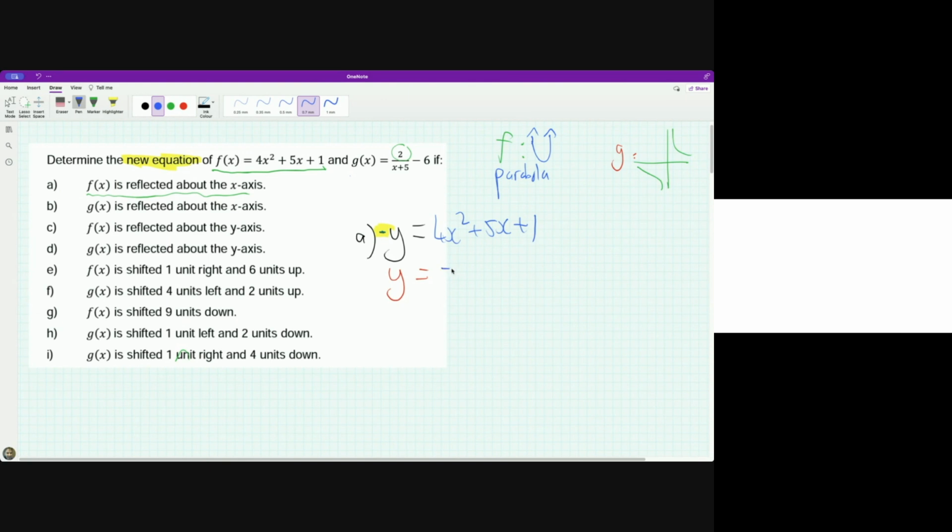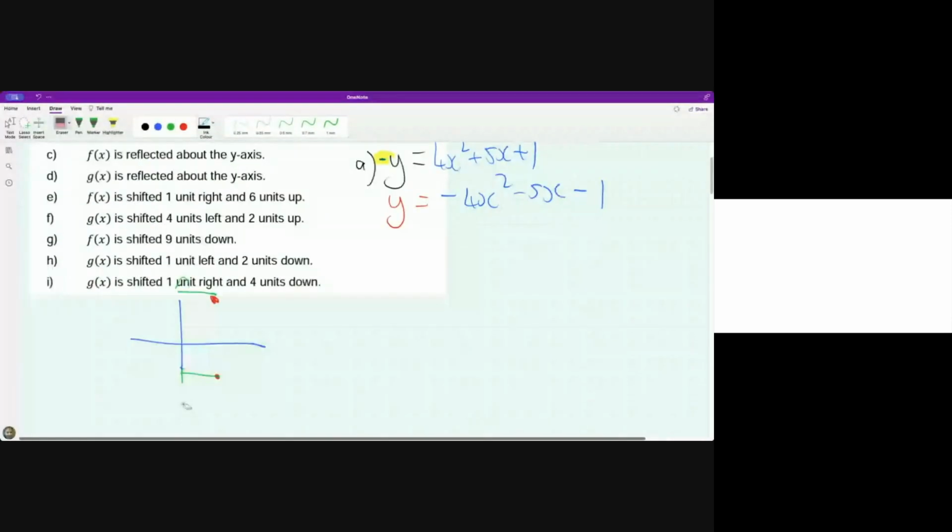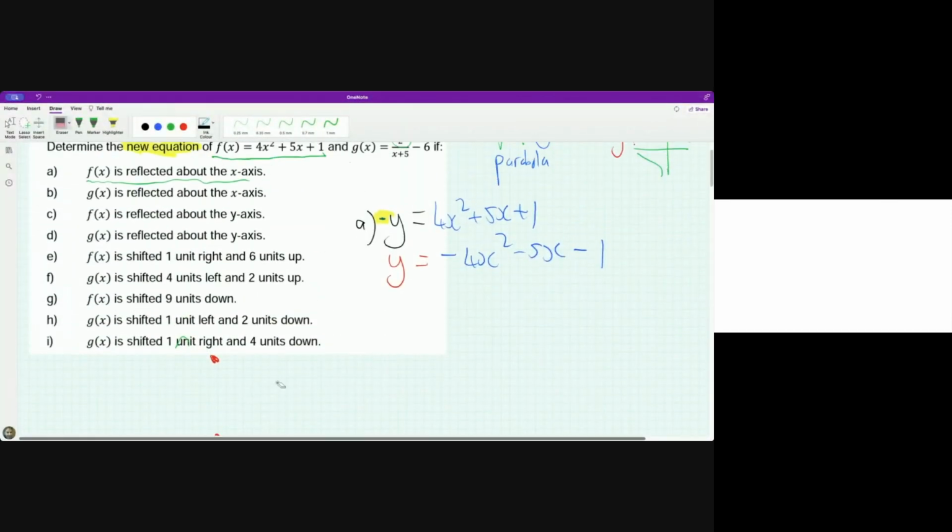On this side, if I divide by -1, I get this. On this side, I'm going to get minus 4x squared minus 5x minus 1. Notice how the minus 1 changes all of these to negatives. But that makes sense because if you reflect something over the x-axis, all that happens is that the y value goes from whatever positive value it was there to a negative y value there. Okay, so that is A.